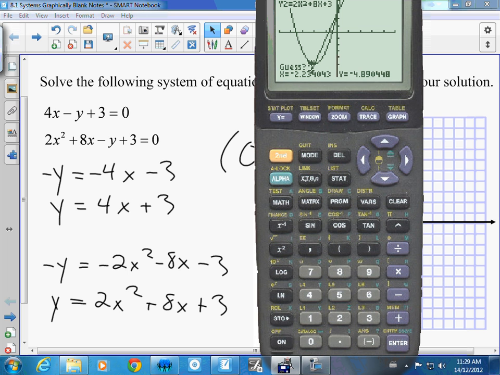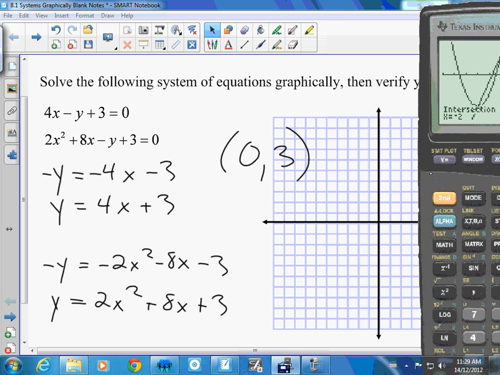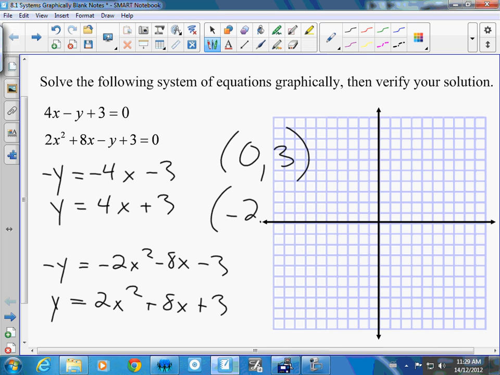What do you think this one's going to be before we even do it? Looks like negative 2, comma, negative 5, you think? Yeah. Let's find out. Negative 2, negative 5. Wow. So that's the second point. So negative 2, comma, negative 5.